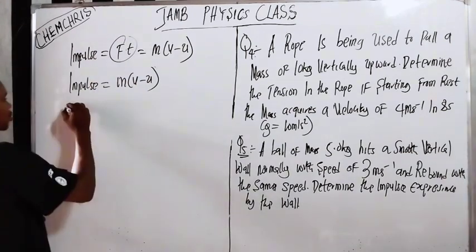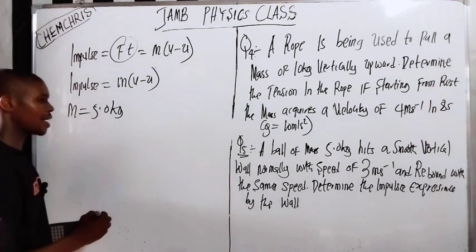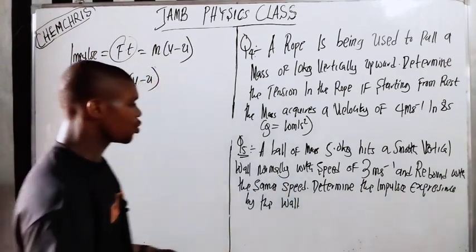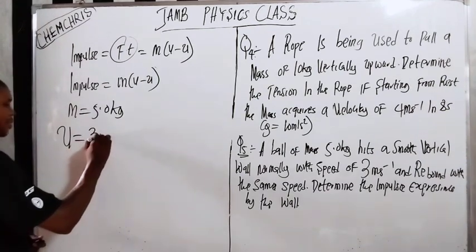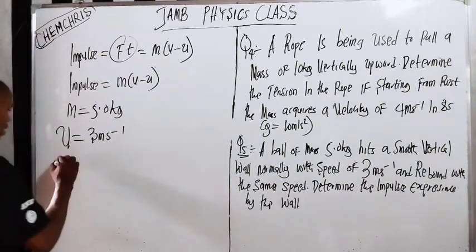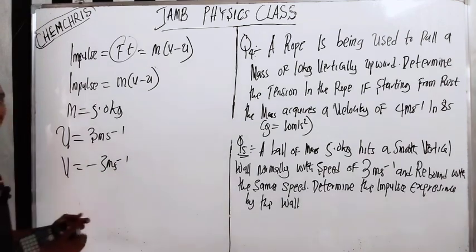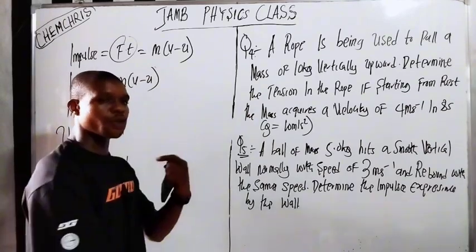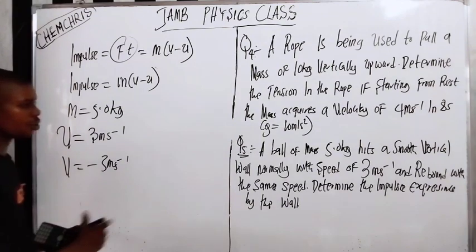My m is 5.0 kg. It hits a smooth vertical wall normally with a speed, so my initial velocity is 3 meters per second. And it rebounds, so my final velocity is minus 3 meters per second. Why is it minus? Because it's coming back, so it is negative. They have the same magnitude, but here it is minus. From there I can calculate the impulse.